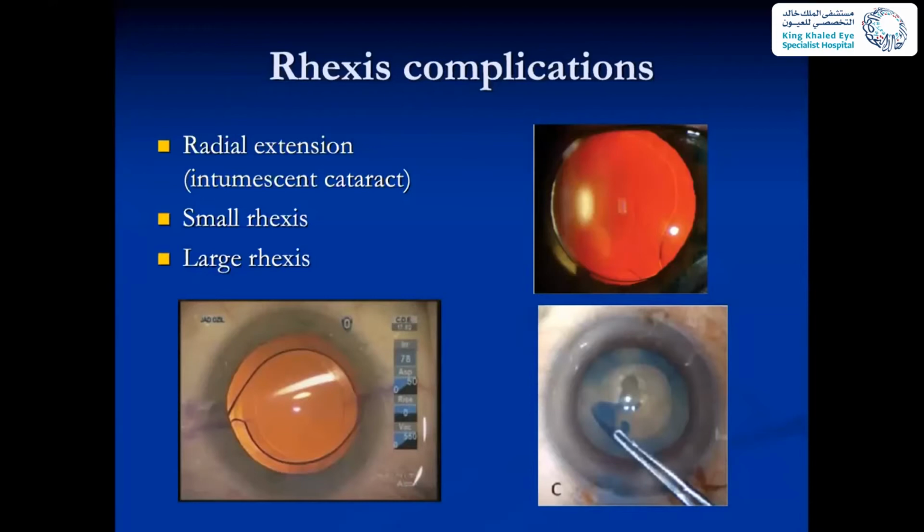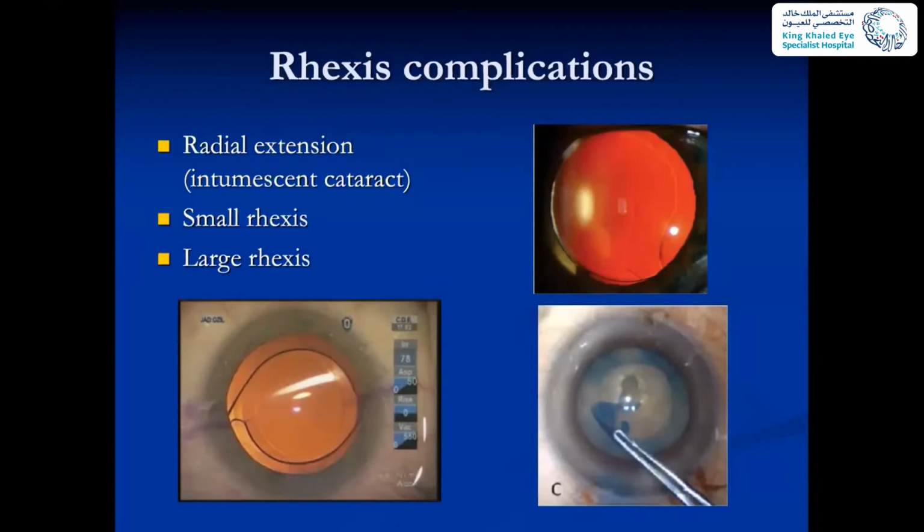Instead of escaping out, it tends to go in. So this is one of the tricks that I learned over the years, that it might save the Rhexis from escaping and getting to the equator and eventually to the posterior capsule.